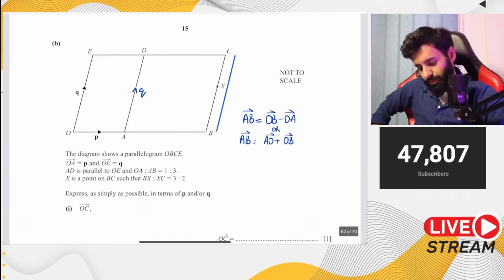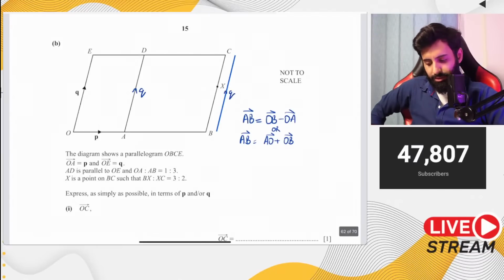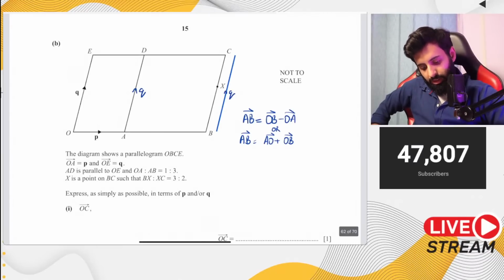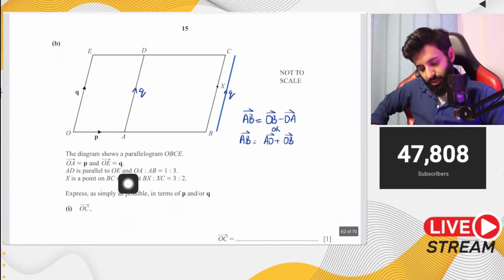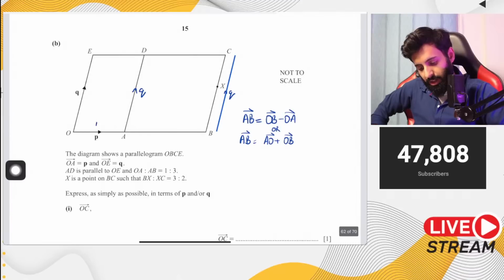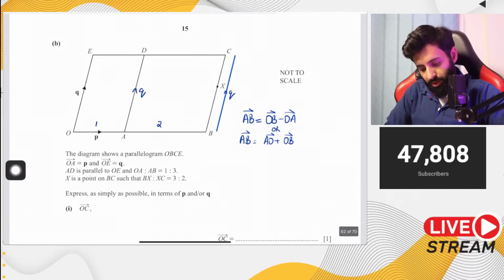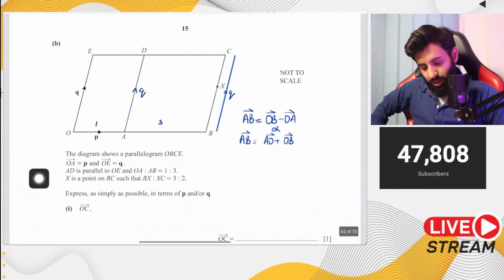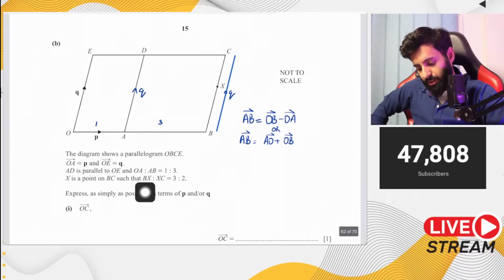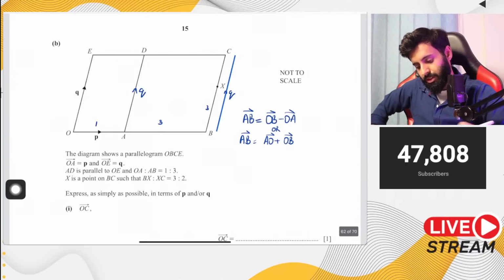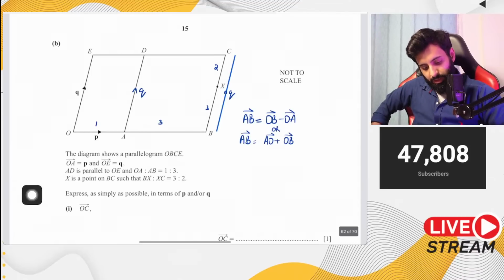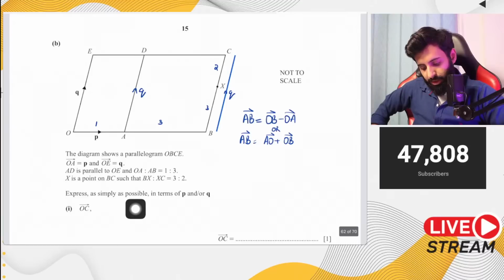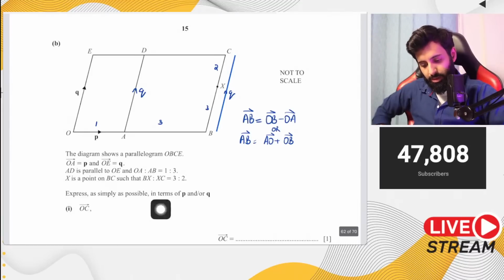ठीक है, so जो आप figure out कर सकते हैं, I would suggest that you figure it out. Then it says OA and AB are in the ratio 1:3, and BX and XC are in the ratio 3:2. Then it says express as simply as possible in terms of P and or Q, OC.